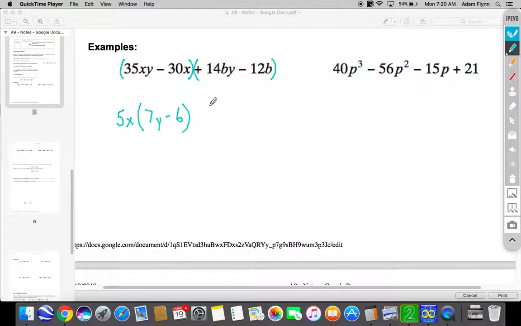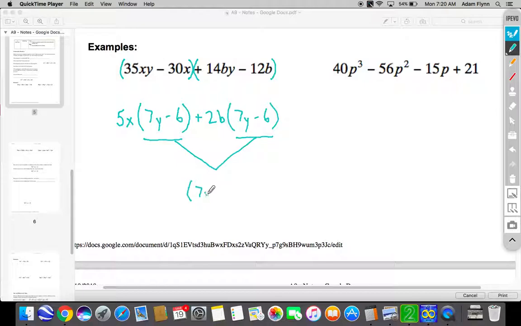For my second group, I'll do the same exact thing, look for GCFs. So it looks like here, I can take out a positive 2. I can also take out a b. And when I divide 14by and negative 12b by 2b, I'm left with 7y minus 6. I know I'm on the right track because my expressions in the parentheses are identical.